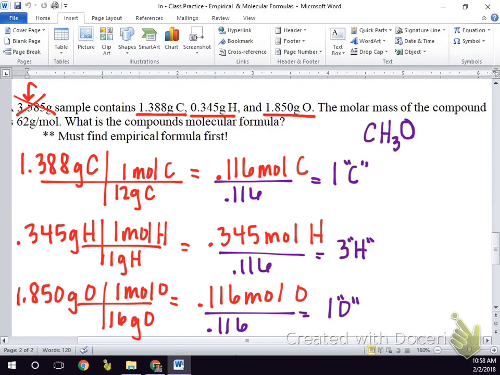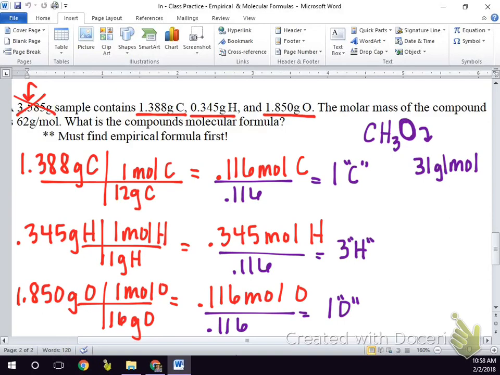Okay, is that what we had for our empirical formula, CH3O? We've done the hard part. Now the next step is going to be finding our molecular formula. The first thing we need to do is find the molar mass of this compound. Right? Carbon is 12, hydrogen is 3, and oxygen is 16, which should give us a total of 31. Right? Also, it was really similar to the one we just did before.